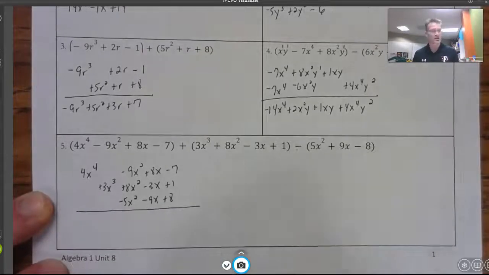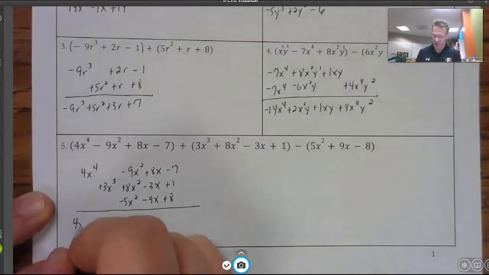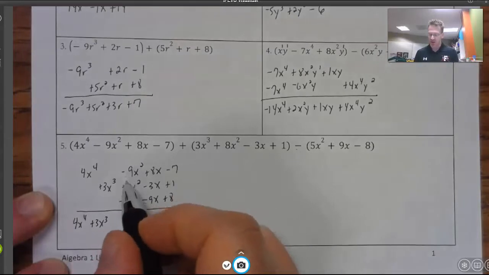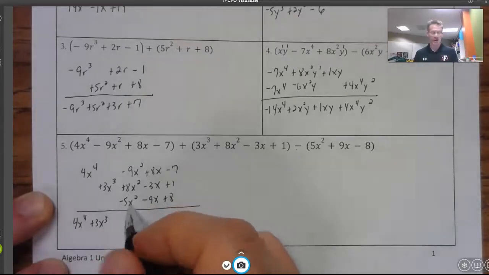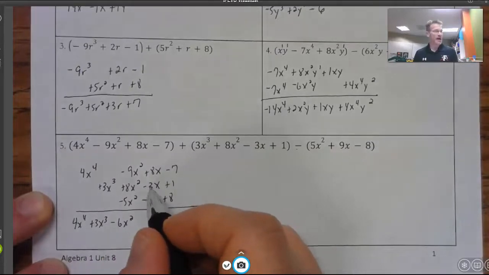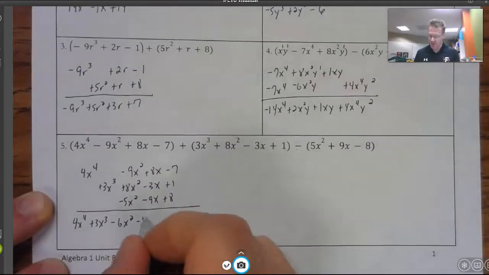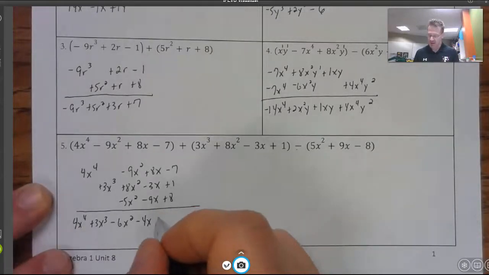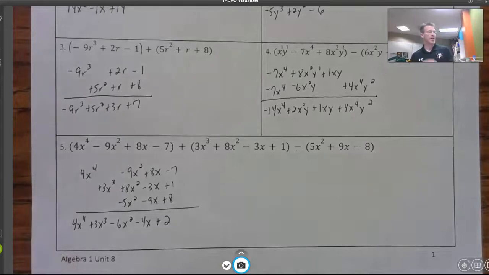And then now, once again, it's very easy to see my like terms, account for them, and add them up. So one term here, bring it down. One term here, bring it down. And then -9 plus 8 is -1 plus -5, so this is -6x squared. 8 minus 3 is 5. 5 minus 9 is -4x. And then -7 plus 1 is -6 plus 8 is 2. And there's my final answer.